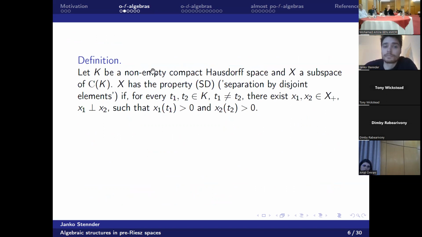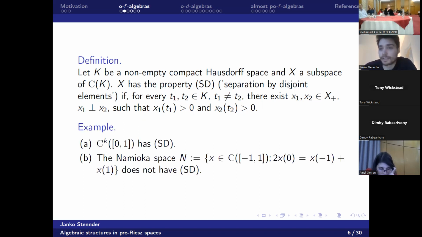So we have some non-empty compact Hausdorff space K and take some subspace X of C(K), the continuous functions on K. Then this subspace has the property SD if for every two distinct points t1 and t2 in K we find two positive disjoint elements x1 and x2 in X, such that x1(t1) and x2(t2) are bigger than 0. So if you have two distinct points, we can always separate them by positive disjoint elements.